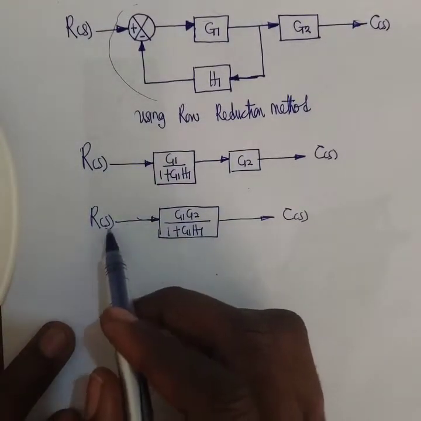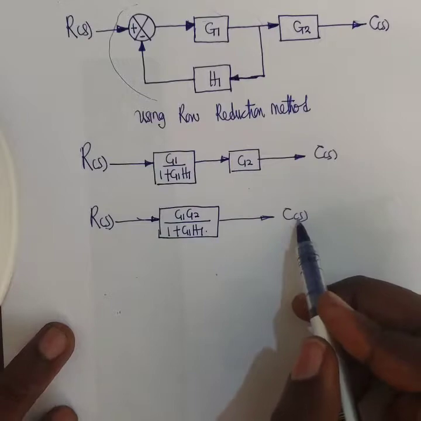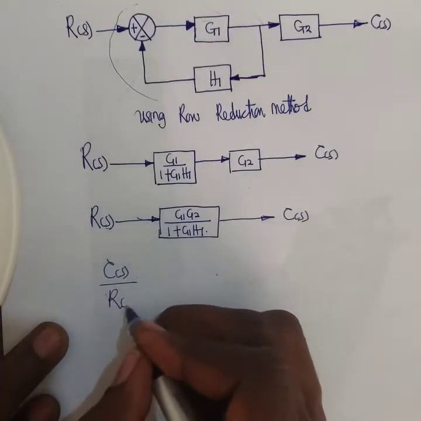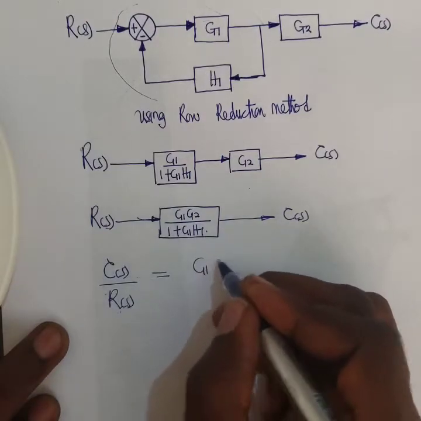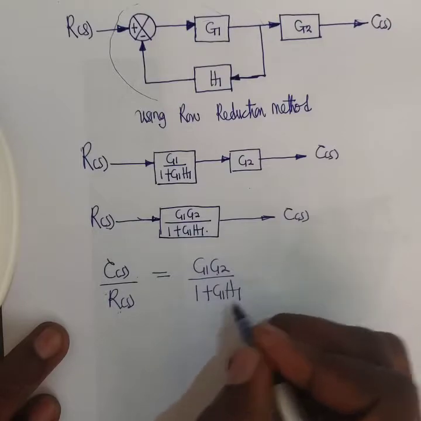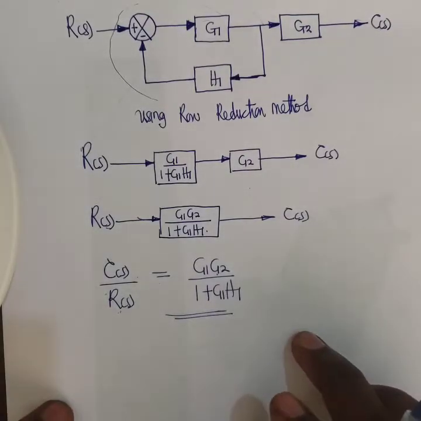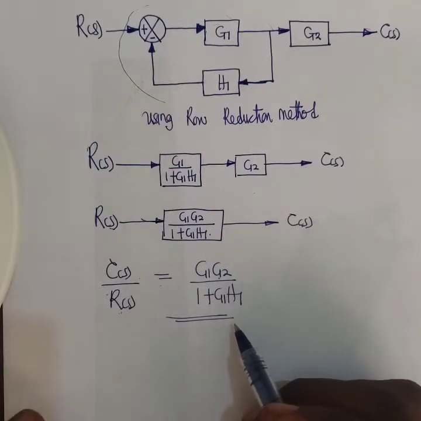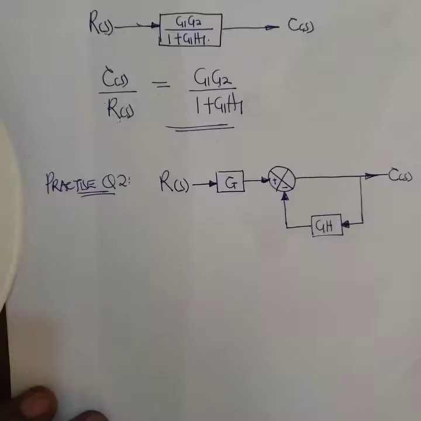So if R(s) should multiply this, I'm going to be having my output signal C(s). So I can easily say that my output signal all over my input signal is equal to G1 G2 all over 1 plus G1 H1. So this is going to be my transfer function. You can see that row reduction is very simple. So let's take a look at another question.